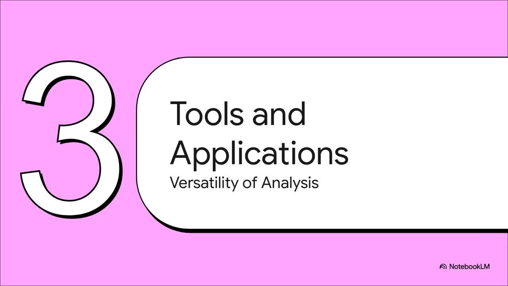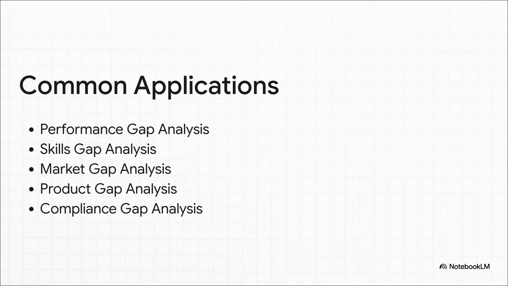Now that we've got the blueprint, let's talk about just how versatile this thing is. Because this framework isn't just for spreadsheets and operational metrics. It's a tool you can use across your entire organization. I mean, think about it. You can use this exact same logic to figure out why a team is underperforming, or to identify the skills your workforce is missing. You can use it to spot opportunities in the market, find what's wrong with your product, or even make sure you're meeting all the boring but important compliance rules.